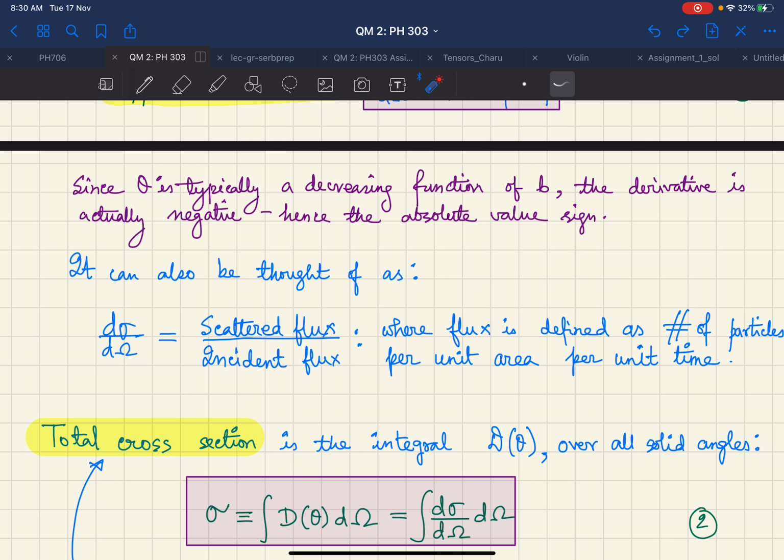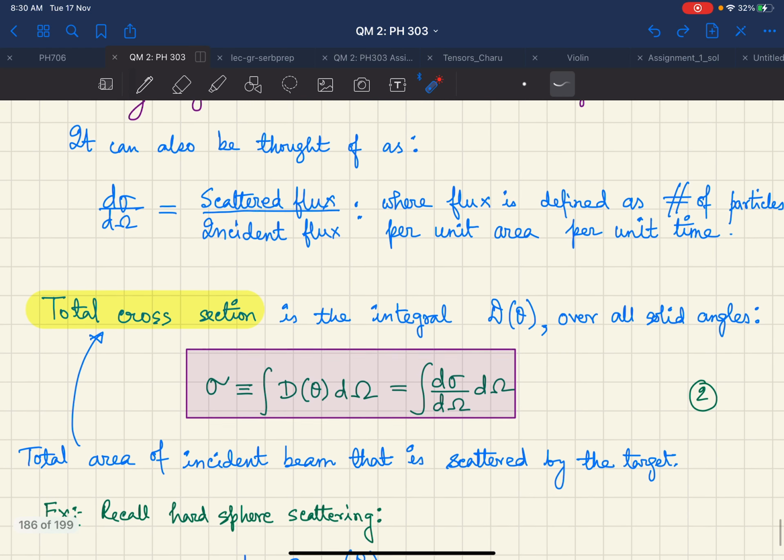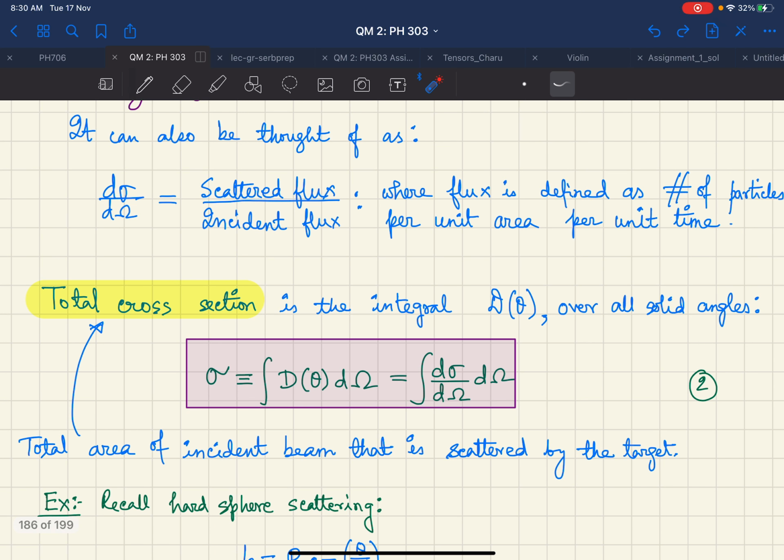Now, once you have obtained this differential cross section, you should ask the question: what is the total cross section? That means the total area of the incident beam that is scattered by the target. So the total cross section is the integral of D(θ) over all solid angles. That means you have to calculate the integral of D(θ) dΩ, and D(θ) is dσ/dΩ, so the integral gives your σ total.